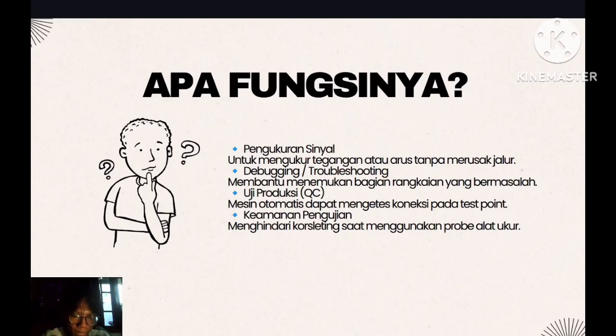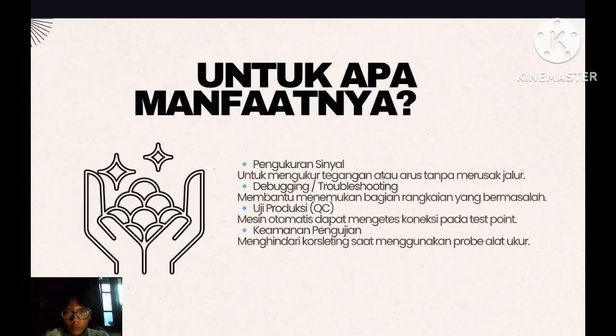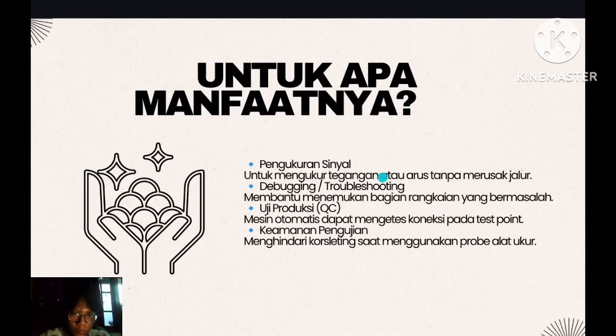In KiCad, a test point can be easily added through the schematic editor. The steps are to place the test point symbol from the library, then connect it to the trace that needs to be tested, such as the 5-volt line, ground, or sensor output.